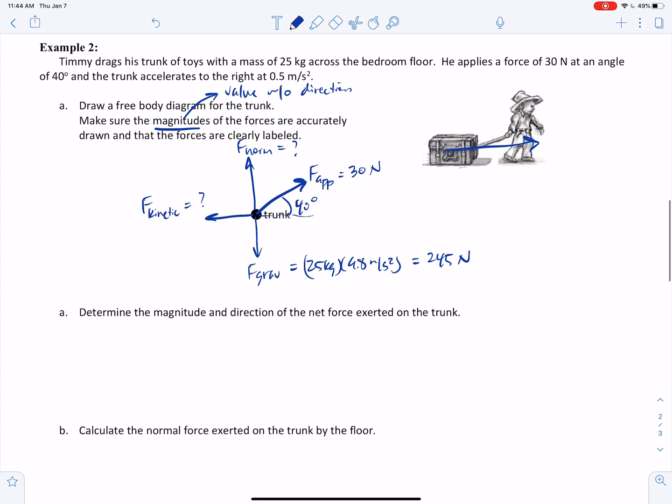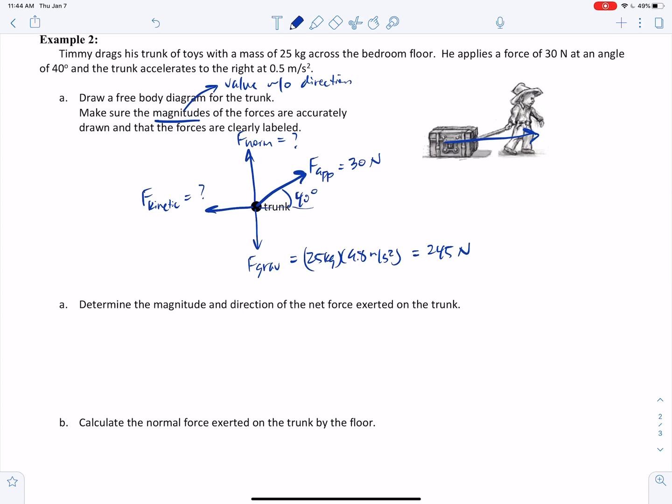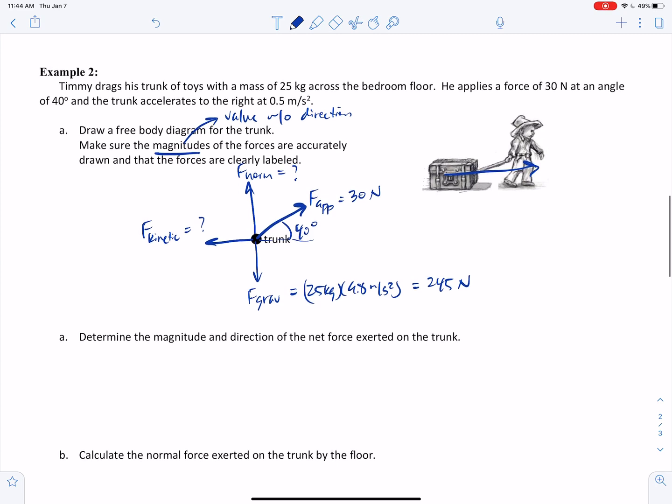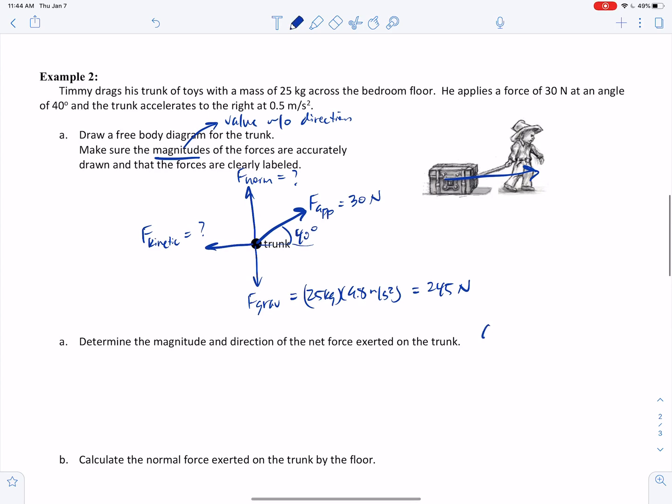Here we go. Determine the magnitude and direction of the net force exerted on the trunk. Well, first of all, we're told that the acceleration is to the right. It says accelerates to the right. So if it accelerates to the right, then the net force is also going to be to the right. So when I'm looking at the net force, I can really just consider the horizontal direction only.